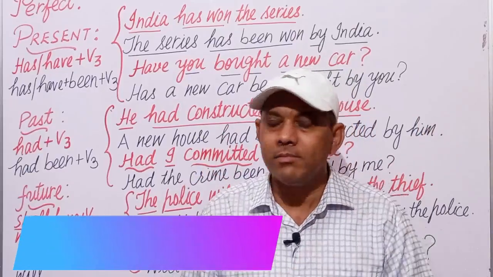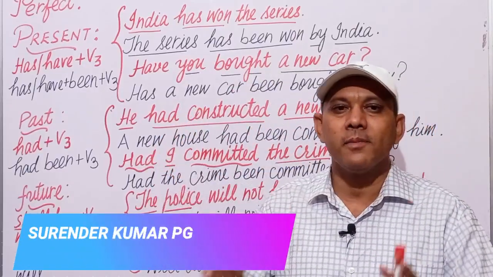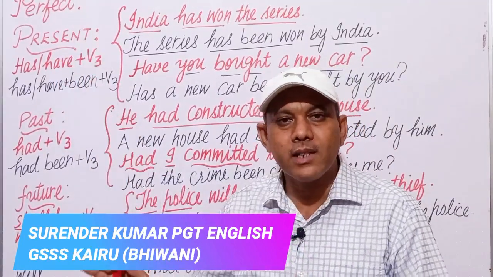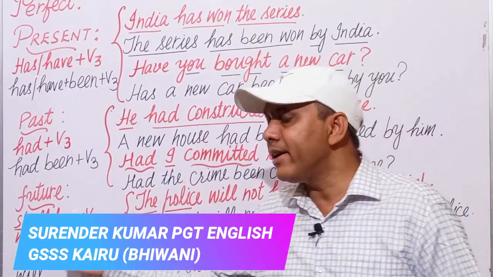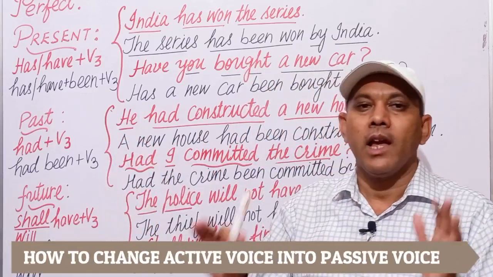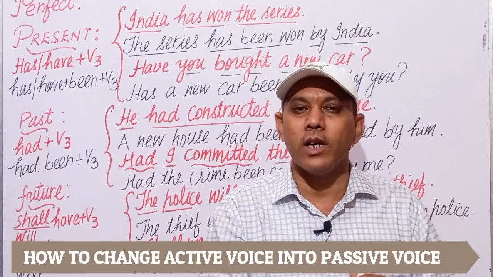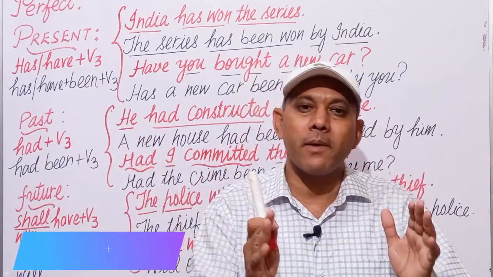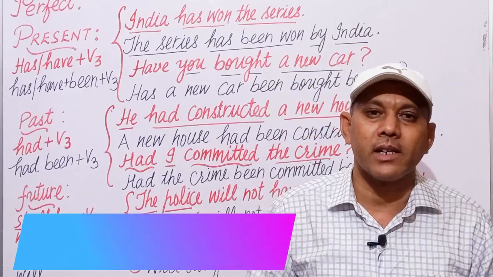A warm welcome to the next topic, and the next tense is perfect tense: present perfect, past perfect and future perfect tense. How do we change active voice into passive voice of present perfect tense, past perfect tense and future perfect tense?